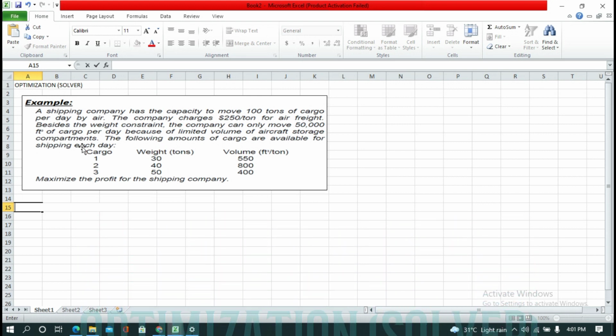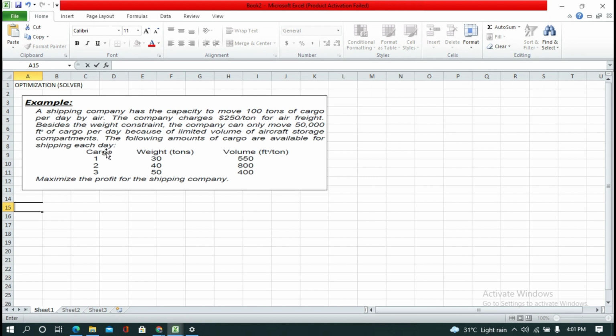So our first problem is optimization by Solver. A shipping company has a capacity to move 100 tons of cargo per day by air. The company charges $250 per ton for air freight. Besides the weight constraint, the company can only move 50,000 cubic feet of cargo per day because of limited volume of aircraft storage compartments. The following amounts of cargo are available for shipping each day.